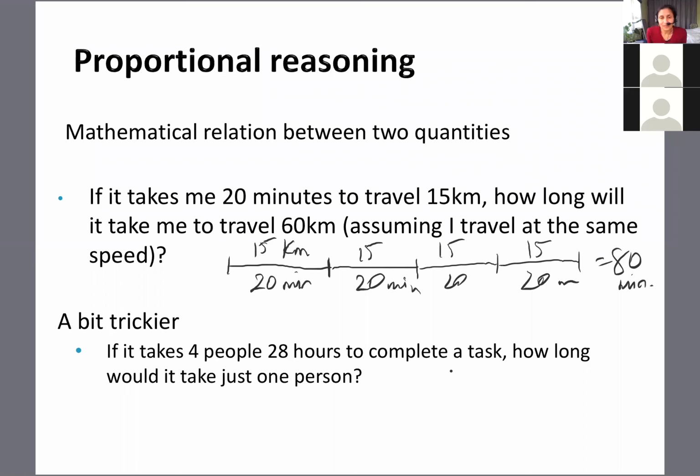Second question, if it takes 4 people 28 hours to complete a task, how long would it take just one person? And if you haven't got your brain switched on, then some people will look at that and go, okay, 4 people take 28 hours. That means one person is going to take 7 hours.